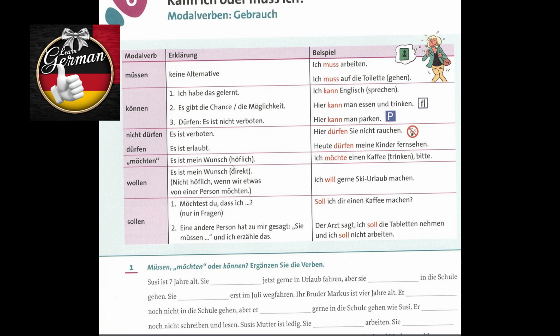Then möchten ist ein Wunsch. It's a polite wish form. I would like to have. Ich möchte einen Kaffee bitte. I would like to have a coffee, please. Wollen, it's a direct wish, so it's strong. I want. Ich will gerne Skiurlaub machen. I want to go on vacation. So, skiing.